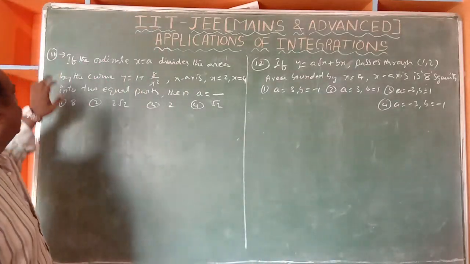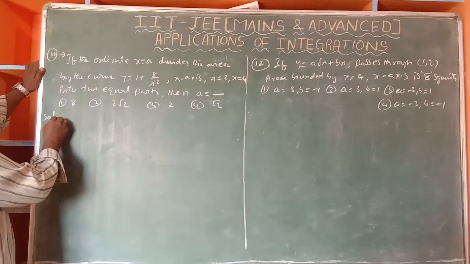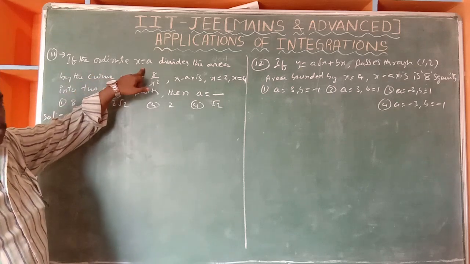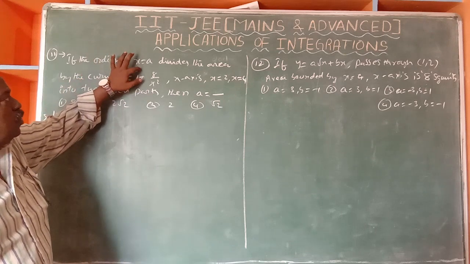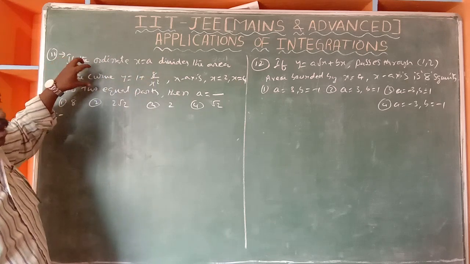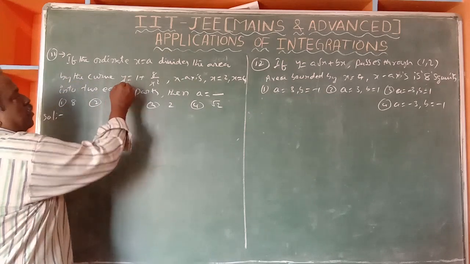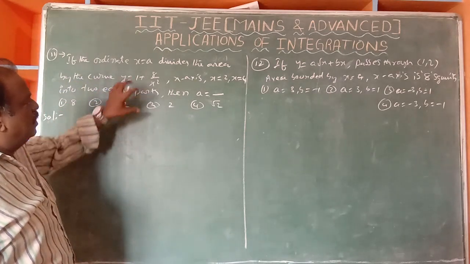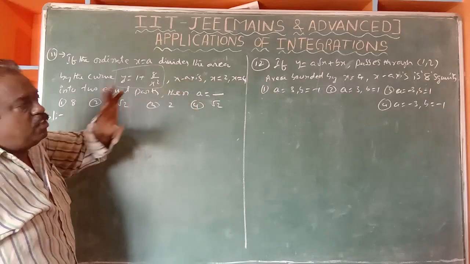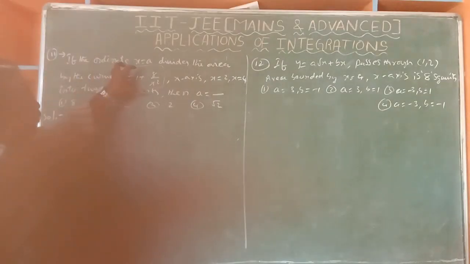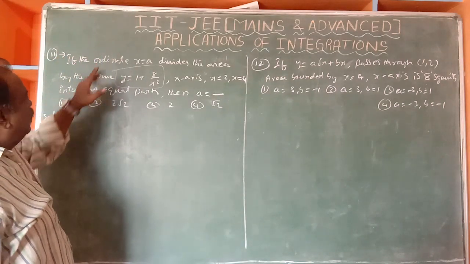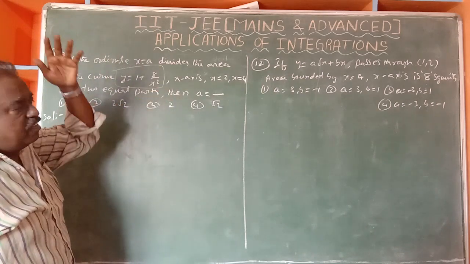Okay. The 11th problem. You see, the ordinate x is equal to a means it is a vertical line. X is equal to a divides the area of the region bounded by the curve y is equal to 1 plus 8 by x square, on the x-axis, within the limits x is equal to 2 and x is equal to 4, into 2 equal parts. Then what is a?